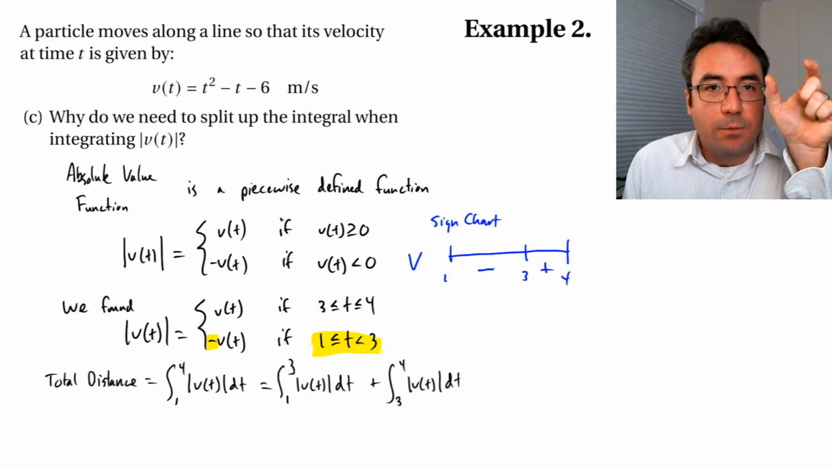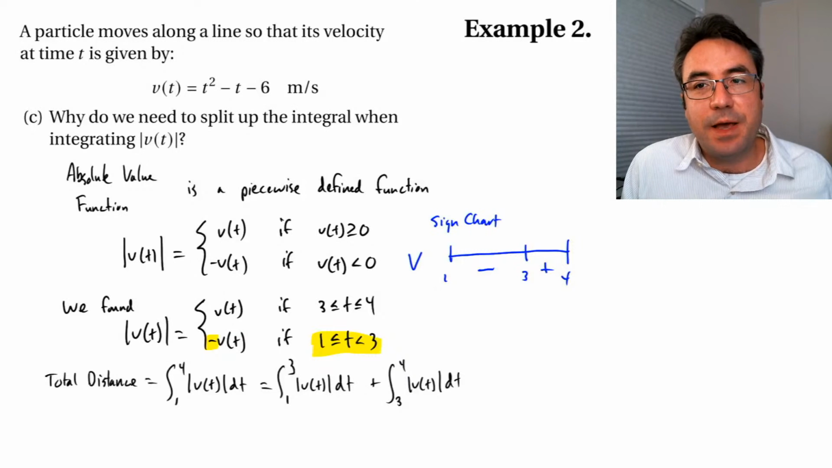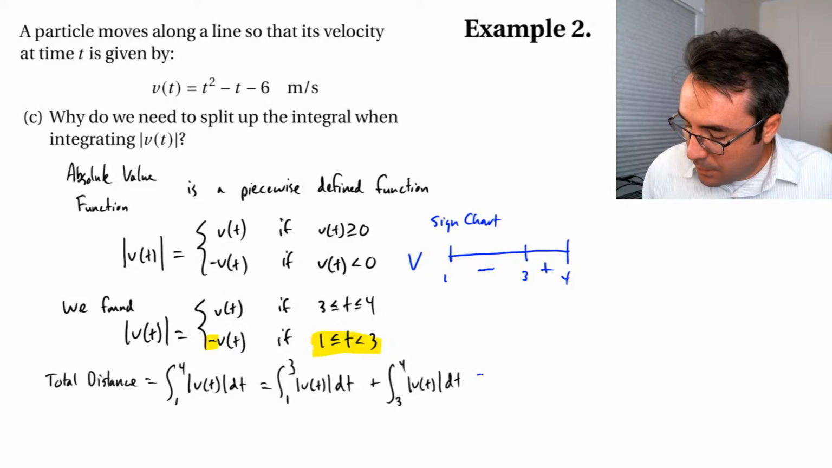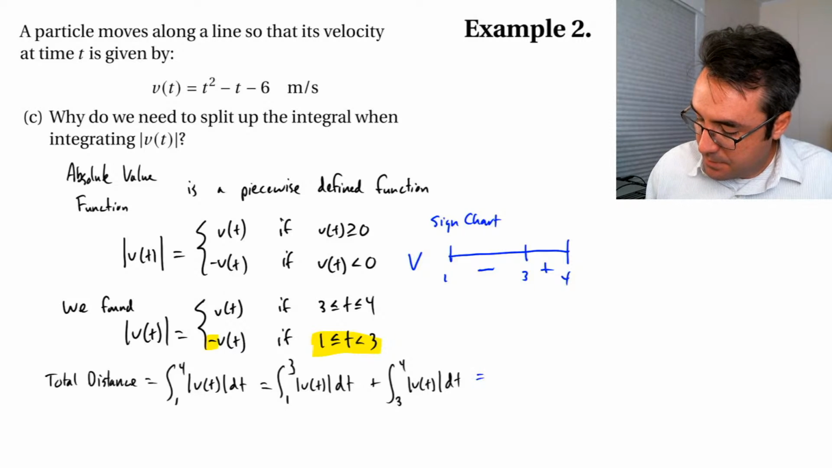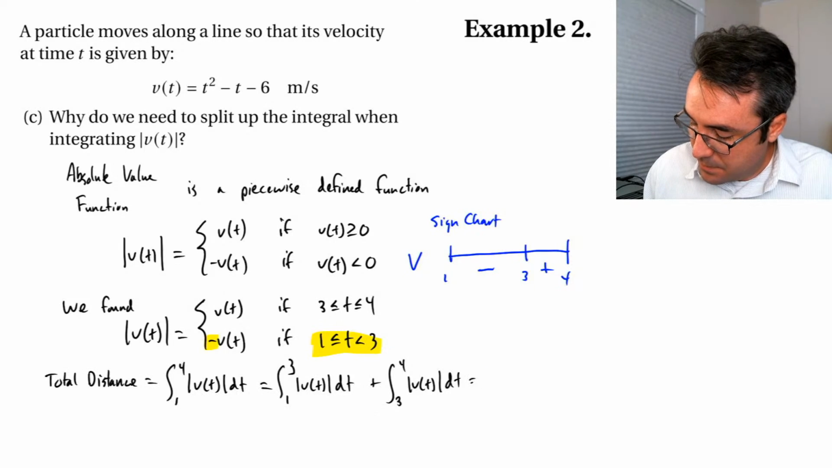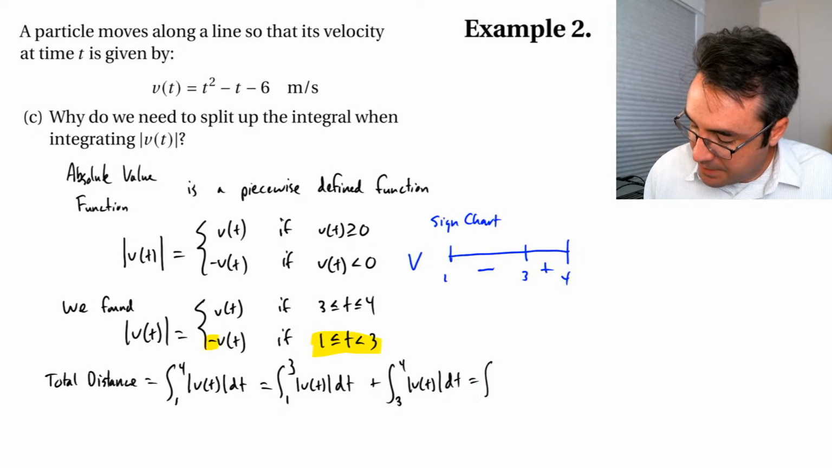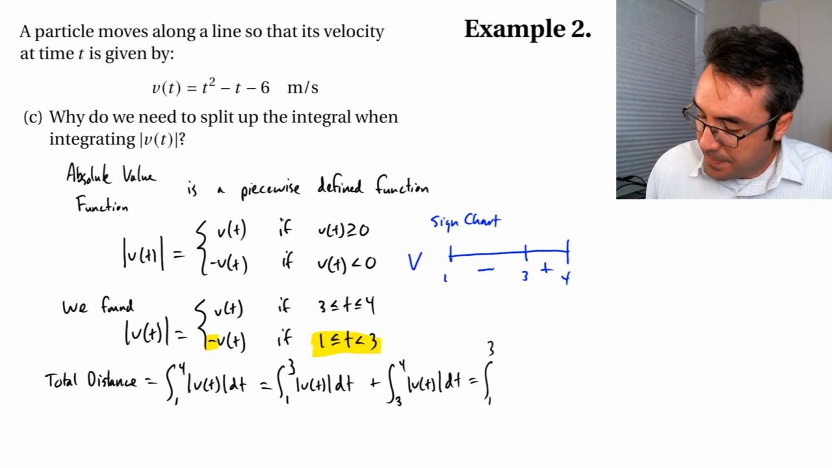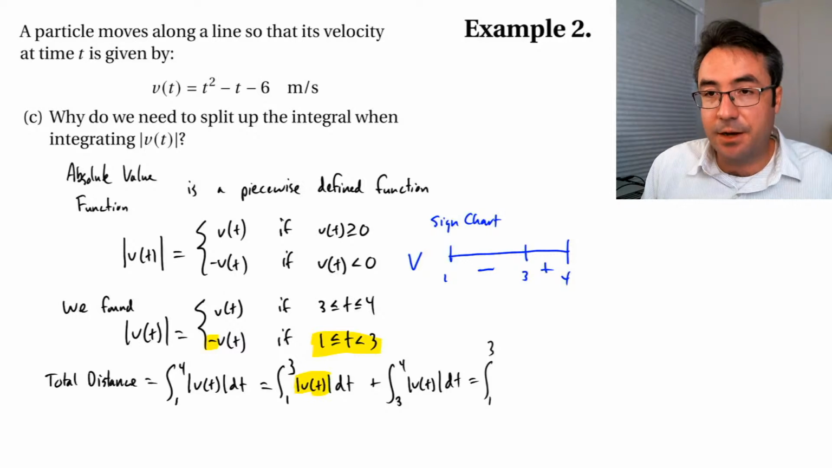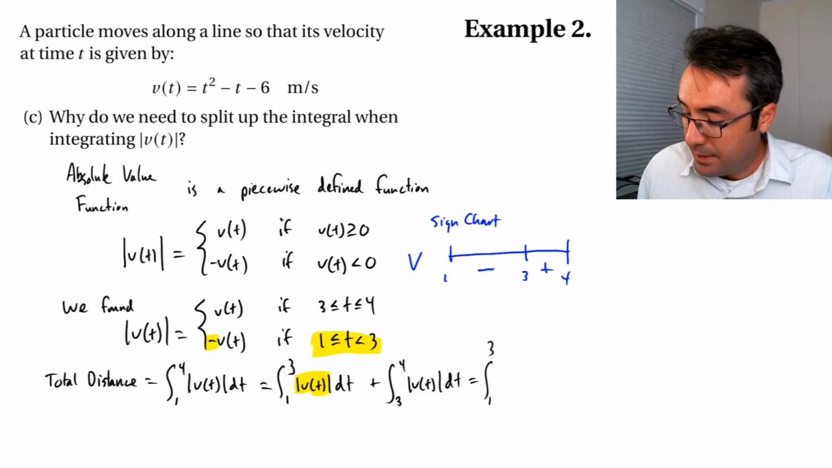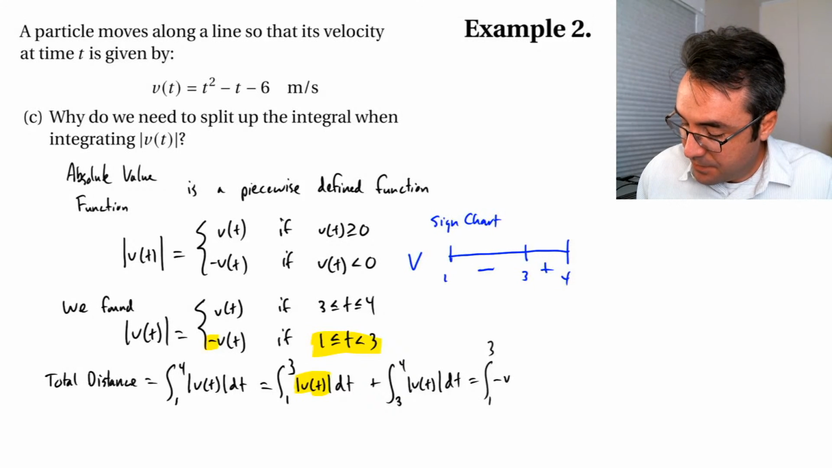And once we've split apart our integral like that based on where our piecewise function breaks apart, we look at, okay, what is the absolute value of v of t on that first interval? Well, it's negative, the integral from 1 to 3. And what is the definition of absolute value of v of t on that interval from 1 to 3? Well, it's negative v of t.